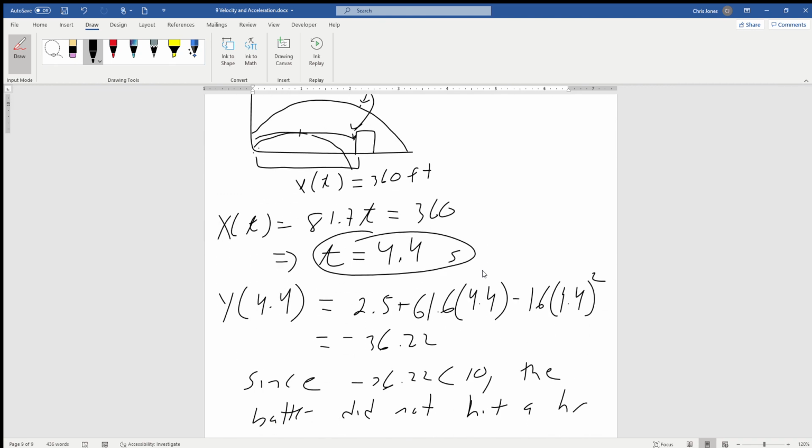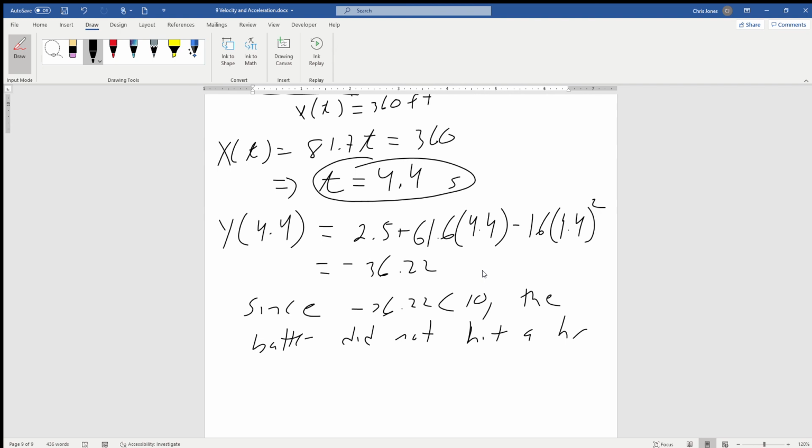So hopefully this shows you an application of where we can use projectile motion in real life. The next video series is going to start talking about normal vectors and tangent vectors.